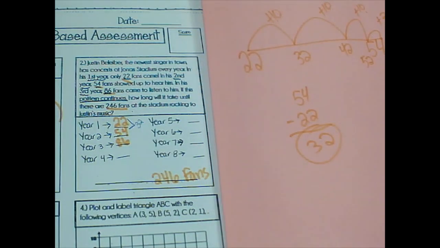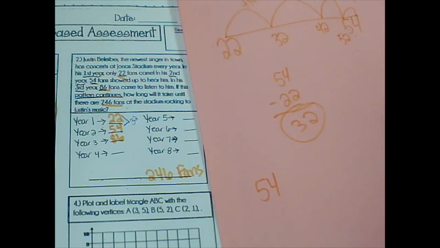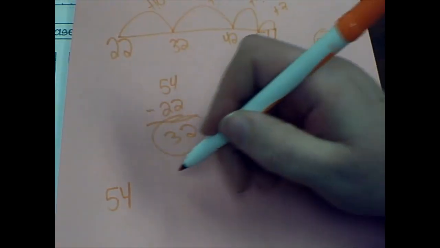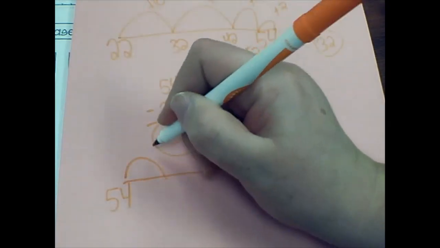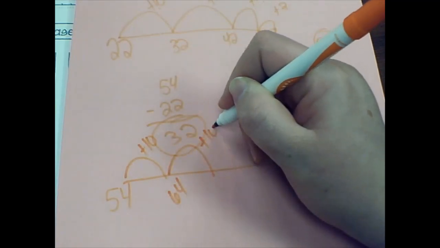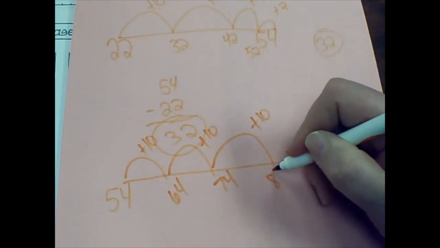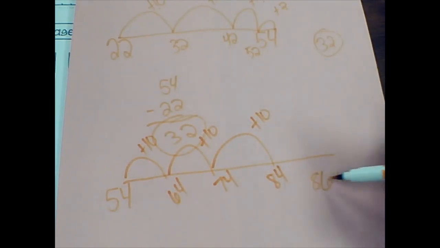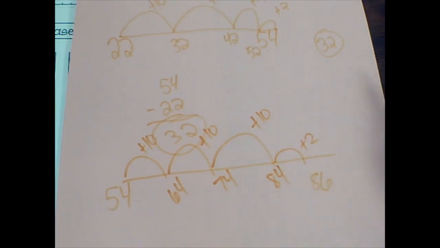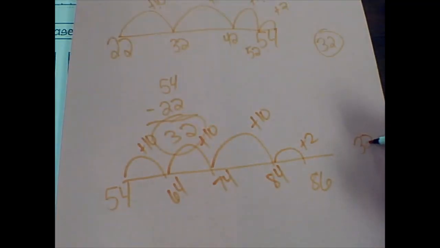So 54 and 86. I can start at 54, and I can try to jump to 86. If I add 10, that gets me 64. If I add 10, that gets me 74. If I add 10, that gets me 84. And how many more, 84 to 86? I just have to add 2. 10, 20, 30, 31, 32.